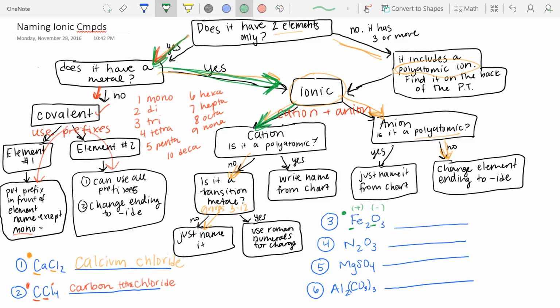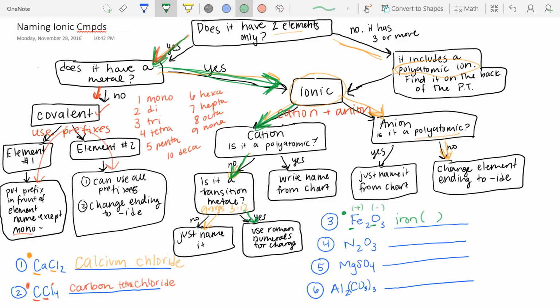So if we look at our positive side, our cation, we need to know, is it a polyatomic? And the answer is no. We only have 2 elements, so we cannot have a polyatomic. Now, is it a transition metal? Iron is in groups 3 through 12. It's right in there. And so that means it is a transition metal, which means we're going to need to use Roman numerals to indicate the charge. So we would write iron, and we're going to put some parentheses here for the Roman numerals, and I'll show you how to figure out what number goes in there in just a moment.